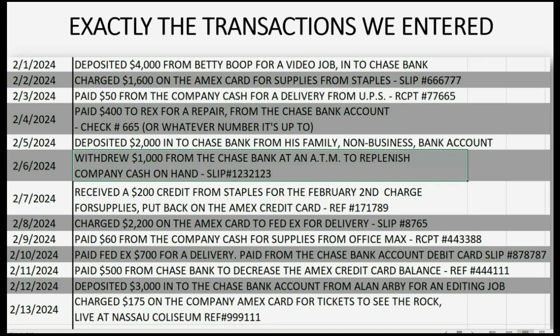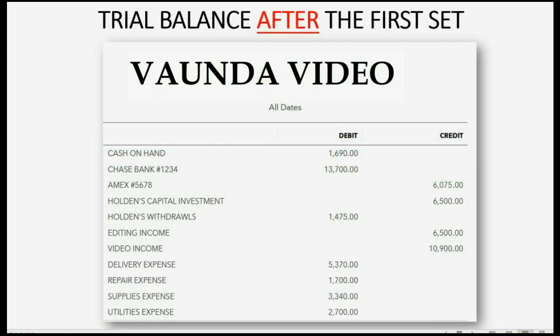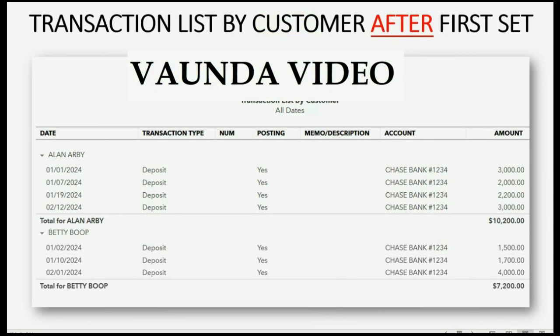Now, when you finish the first set, this is what your trial balance should look like. And when you're done, compare each of the numbers here to each of the numbers in your trial balance, and if there are any differences, you must use what we learned in the course to find and fix your mistakes so that your trial balance is the same as mine. And of course, it helps to see the transaction list by customer after the first set, so you can compare yours to mine to see if you need to make any changes.